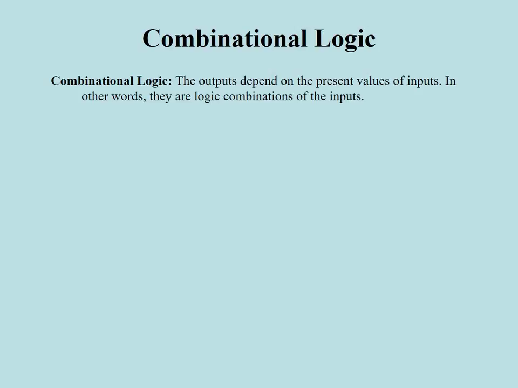Combinational logic deals with circuits where the outputs depend on the present values of the inputs. You can also say that the outputs are logic combinations of the inputs. On the other hand, the outputs of sequential logic circuits depend not only on the present but also on the past inputs. Such circuits, which involve some sort of a memory, will be discussed in forthcoming videos.